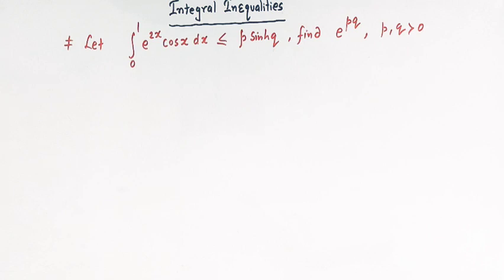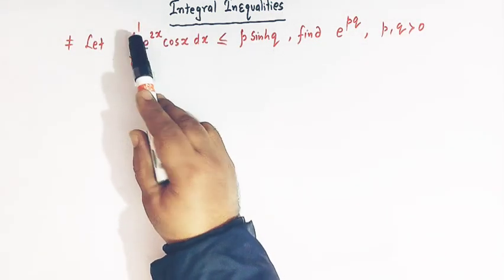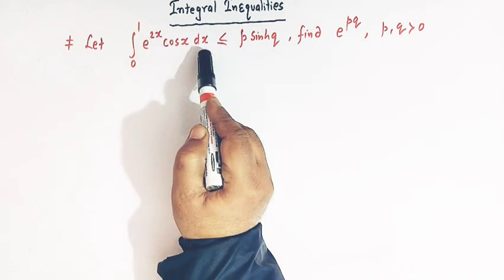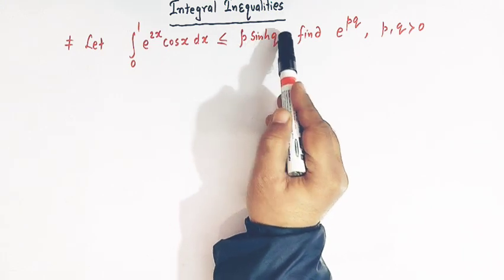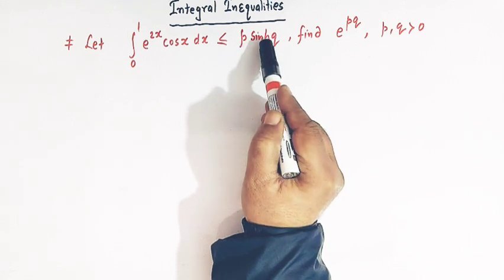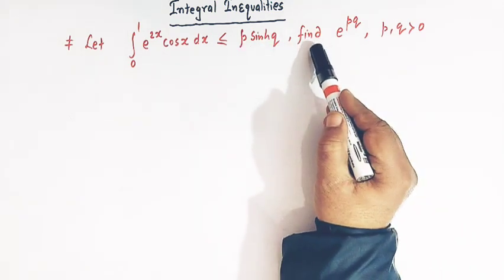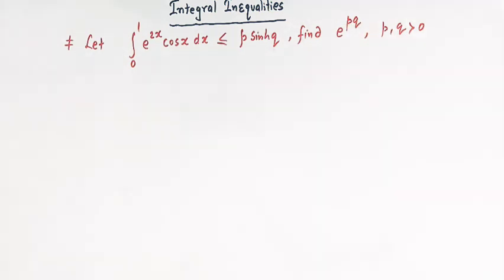Hello viewers, in today's class we are going to discuss yet another important and very conceptual problem from integral inequalities. We'll solve this problem where the integral from 0 to 1 of e raised to 2x cos x dx is less than or equal to p times sinh, the hyperbolic sine, of q. We have to find e raised to pq, where p and q are greater than 0.